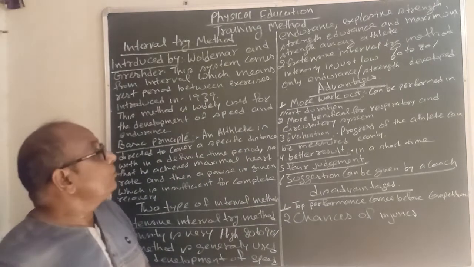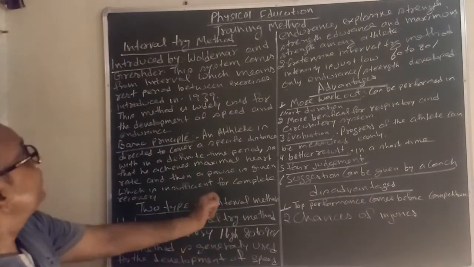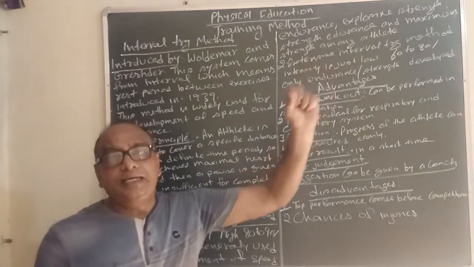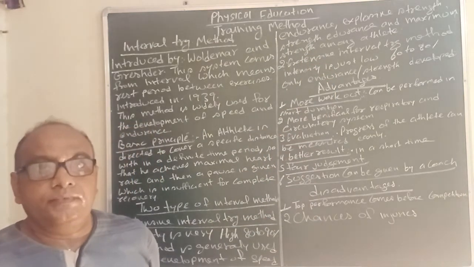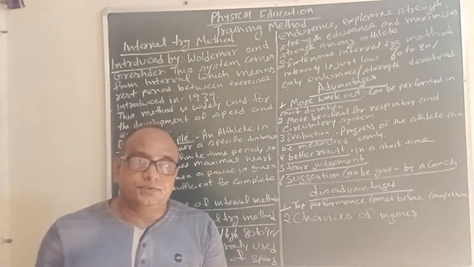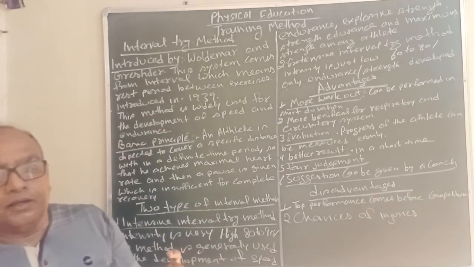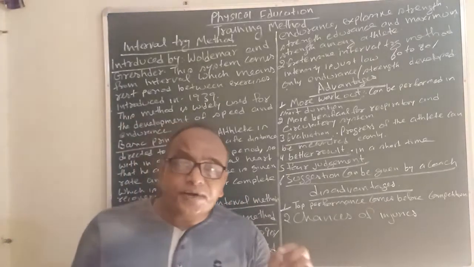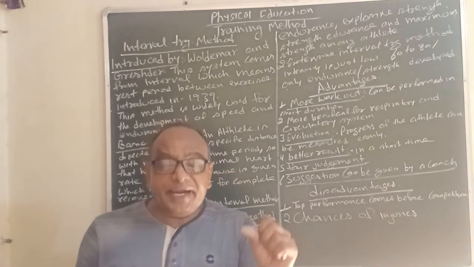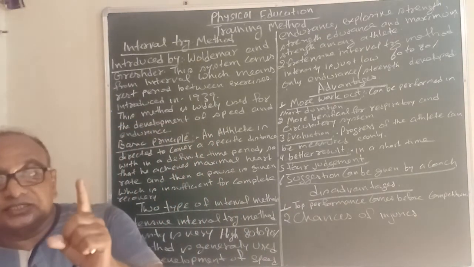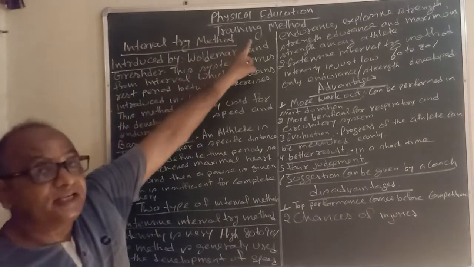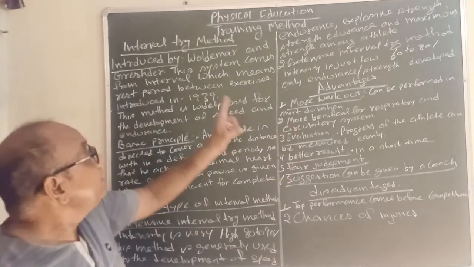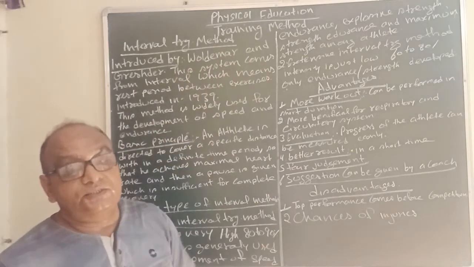Again, I am going to discuss it in brief. First of all, we have to know what is the meaning of interval. Interval means rest period in between exercise. Last time we did continuous method. There is no rest period or pause or any break in between exercises. But here in interval training method, we have to give pause, break or rest period in between exercises.